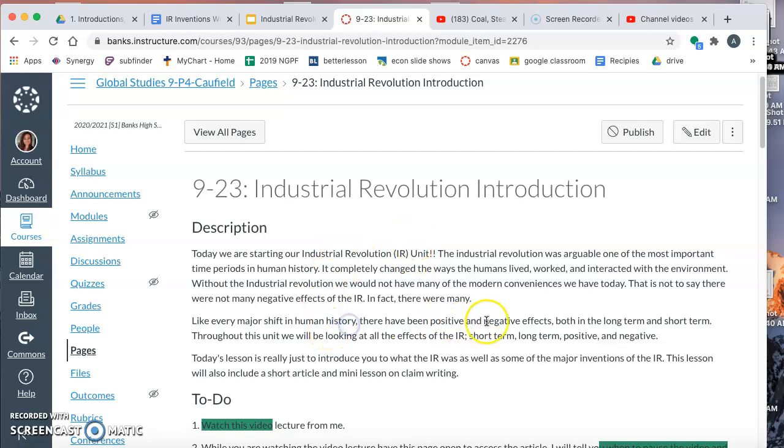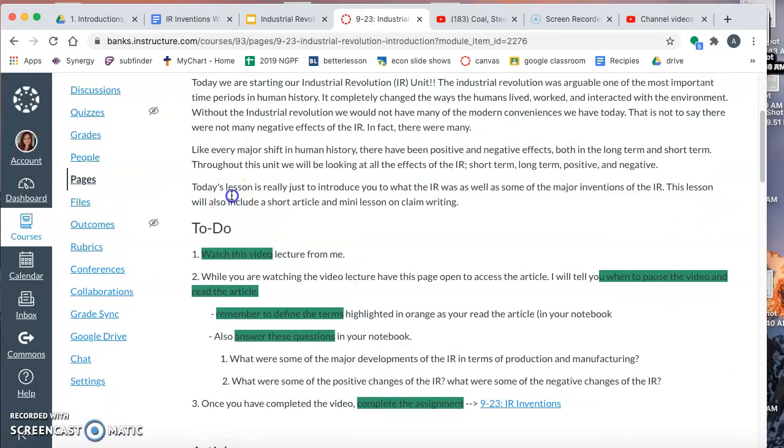Like every major shift in history, there were positive and negative effects, both long-term and short-term. So both in the moment where people were experiencing it, and then past that moment, into our present day. Today's lesson is really meant to introduce you to the Industrial Revolution, as well as some of the major inventions of the Industrial Revolution. We will also have a little mini lesson on claim writing.